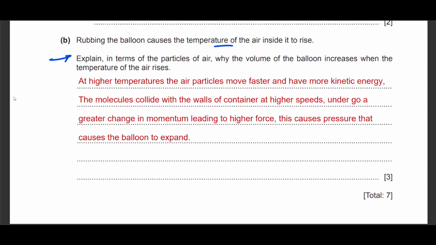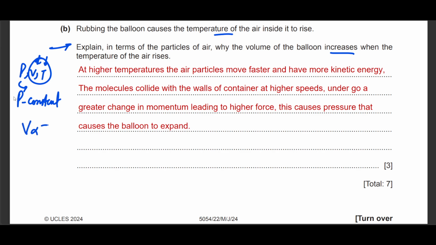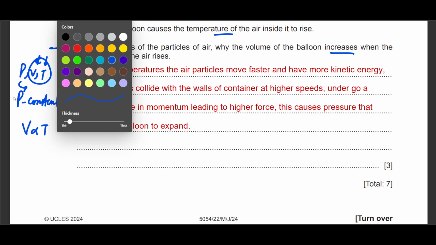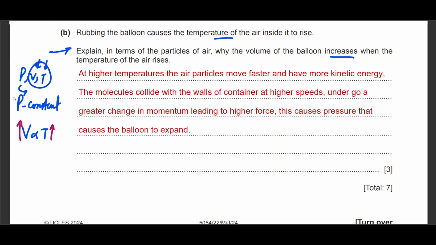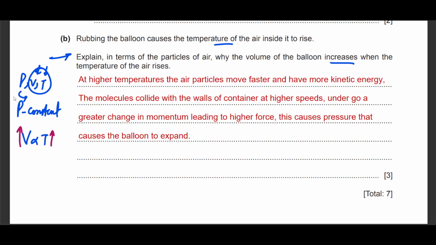Explain in terms of particles of air why the volume of the balloon increases when the temperature of the air rises. So this topic is from the pressure, volume and temperature of gases. If he's discussing temperature and volume, chances are that the pressure is going to be considered constant for this question so that V and T can be compared. V is proportional to T. If you increase the temperature, the volume increases. This is an observation when we are cooking something in the pressure cooker at our homes. But why does that happen?